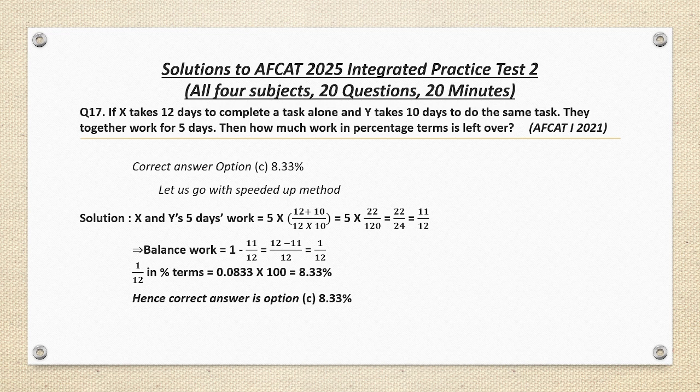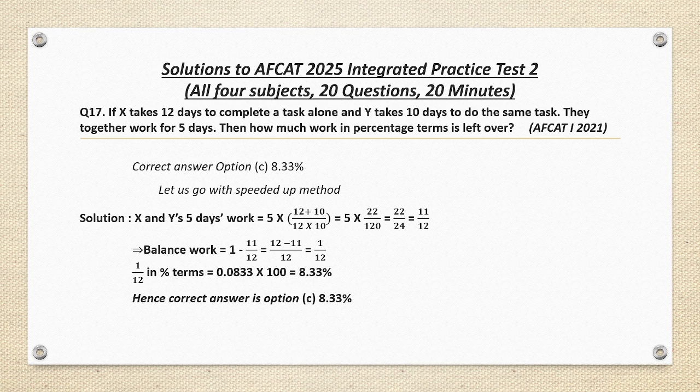Now X takes 15 days, Y takes 10 days, they work together and worked for 5 days. So let us go for the speeded up method which we have learnt. Their 5 days work is 5 into (X plus Y) divided by X into Y. So 5 into (12 plus 10) by 12 into 10. So that is 5 into 22 whole divided by 120, which gives us 22 by 24. On simplification, this 22 by 24 becomes 11 by 12.